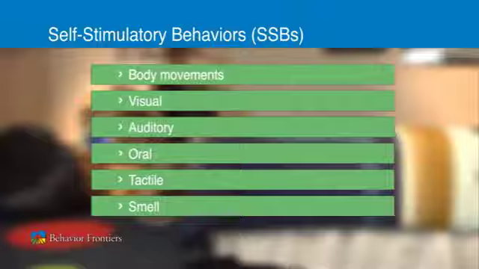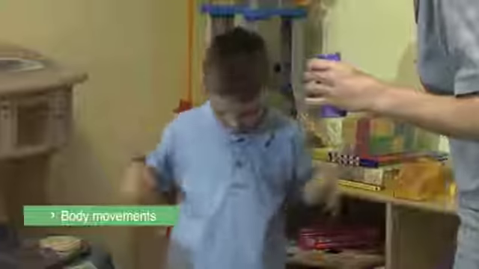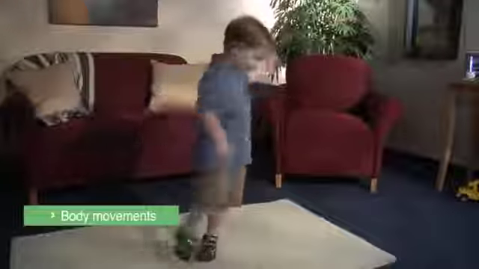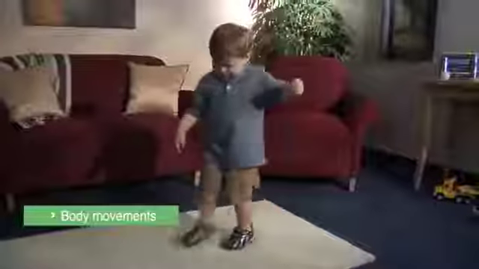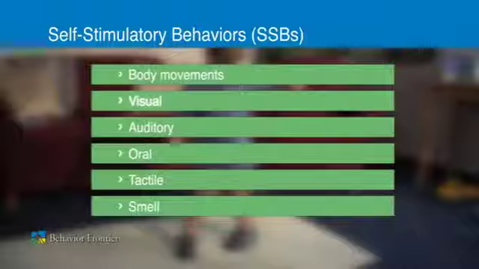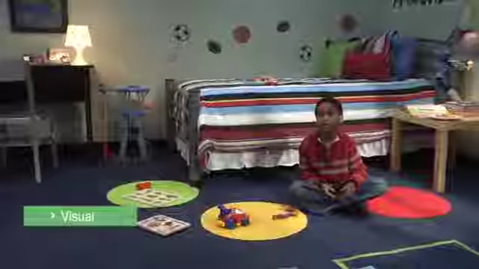First, students with autism may engage in repetitive movements with their body, such as jumping in place, hand flapping, toe walking, or spinning in circles. They may also seek visual sensory stimulation, such as eye gazing or peripheral eye gazing, when they look out of the corner of their eyes.